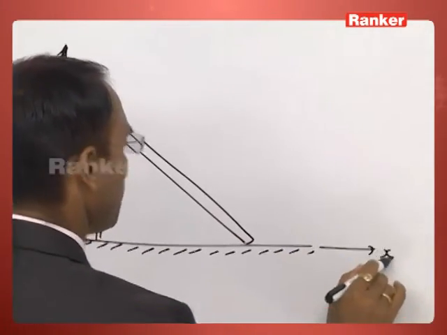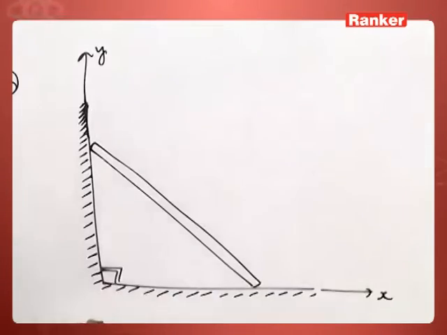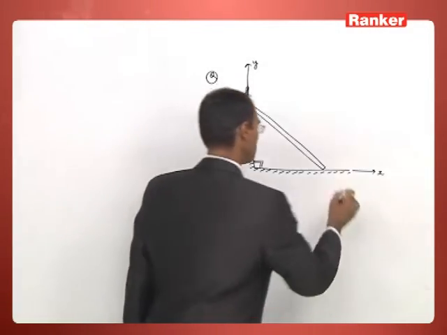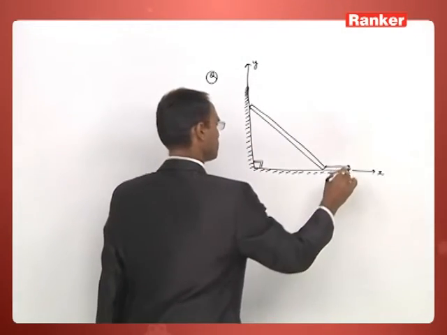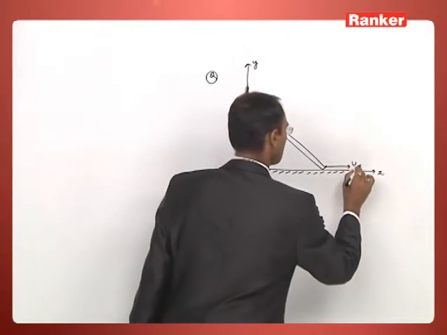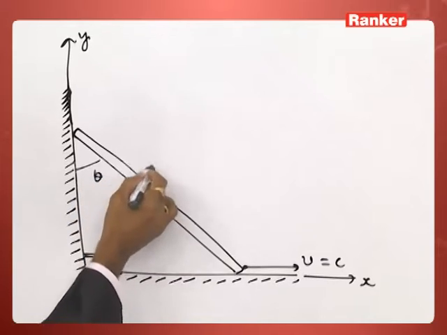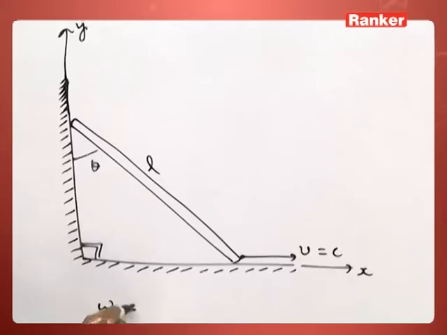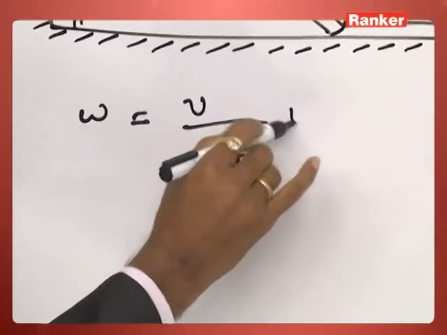This is the x direction, this is the y direction, this is vertical, this is horizontal. You are pulling the bottom end of the rod with a constant velocity, say for the sake of simplicity. This is the angle theta, the length of the rod is L, and you did this problem to find omega is equal to V by L cos theta. We will solve this problem.